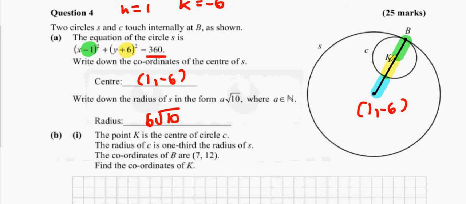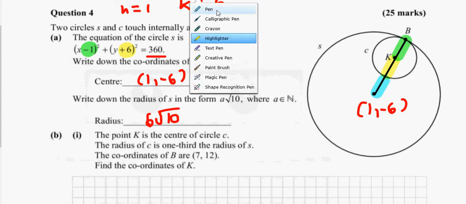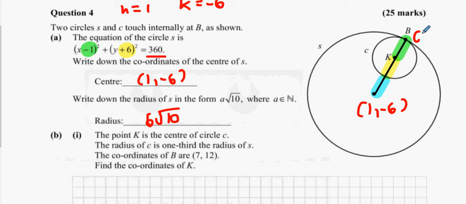It says the coordinates of B are 7, 12. So B is 7, 12. Now I think we have this, lads. Imagine it's 2/3 of the distance. K is 2/3 of the distance away from the point (1, minus 6). Because imagine the full distance as 3x from here to here, but then to get from this point to K is 2x, or 2/3 the distance. So I reckon we're 2/3 the distance.